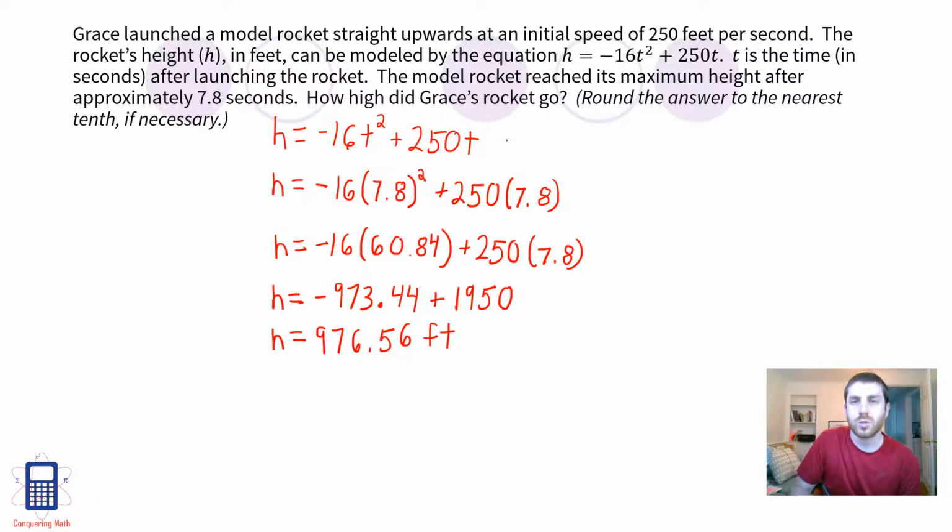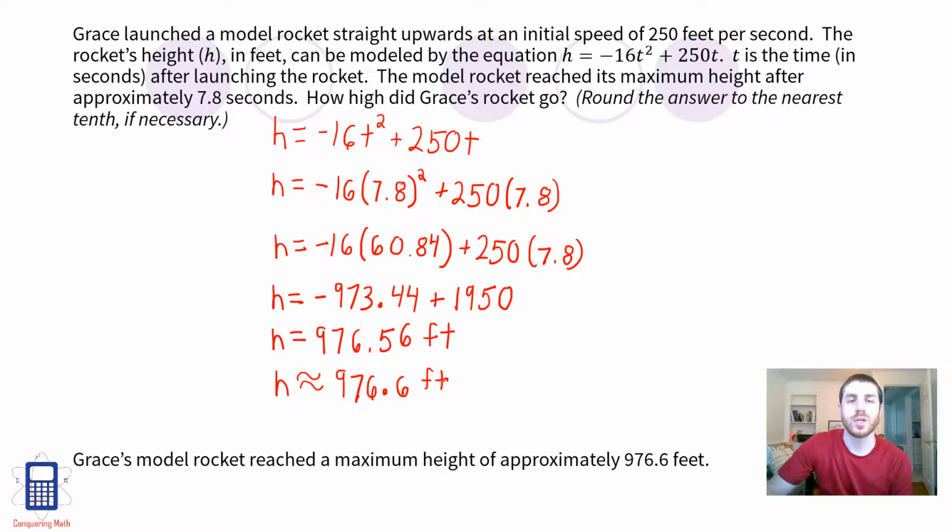And then you're pretty much done with the problem, except the directions say round the answer to the nearest tenth if necessary. So we'll round this off, and we'll use the squiggly sign there, and that means approximately. So if we round this off, we have 976 point. So we want to round here to the 5. The 6 tells us to round up, so 0.6 feet. So what we can say is Grace's model rocket reached a maximum height of approximately 976.6 feet.